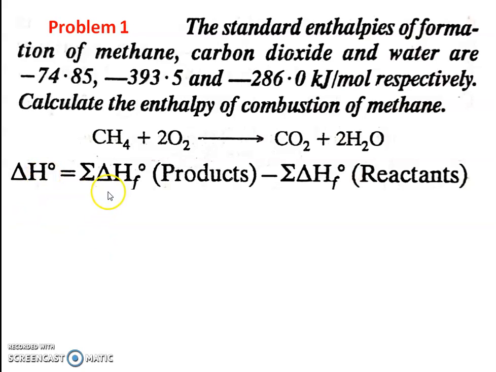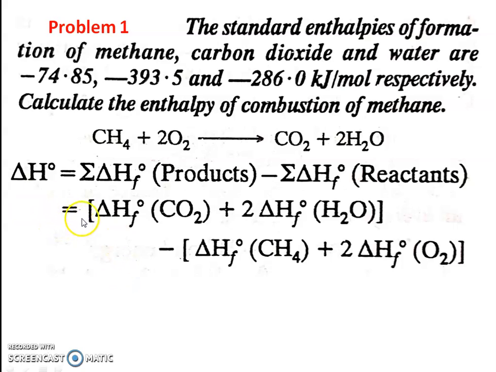Okay, now we are using this relation: the enthalpy of combustion of this reaction is equal to the sum of enthalpies of formation of products minus the sum of enthalpies of formation of reactants. So this is equal to the enthalpy of formation of carbon dioxide plus 2 into the enthalpy of formation of water. Why is this 2 taken? Because the coefficient for water is 2, 2 moles of water are formed. Carbon dioxide and water are the products. Minus the enthalpy of formation of methane plus 2 into the enthalpy of formation of oxygen. Again, for oxygen the coefficient is 2, and methane and oxygen are the reactants.